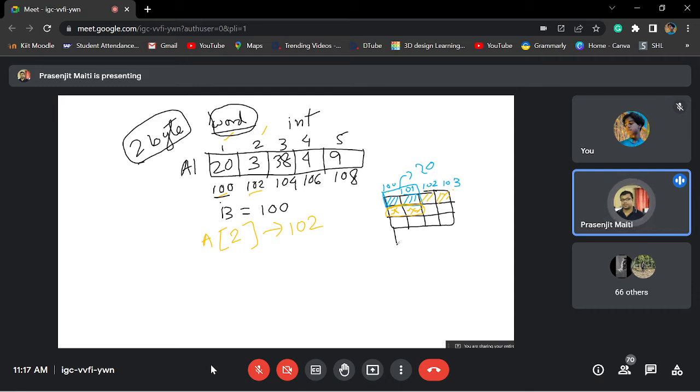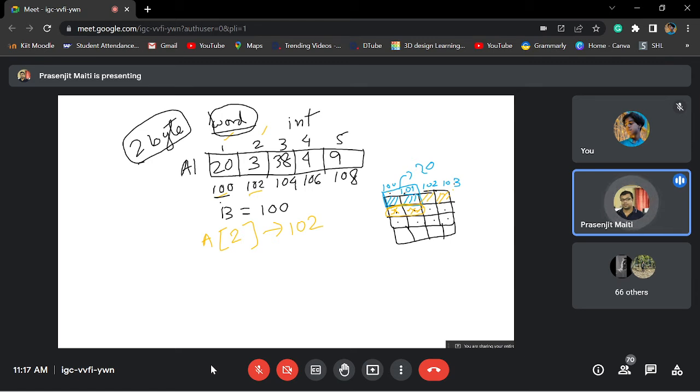This is our RAM structure. In our primary memory or RAM, each location has its own address, and these addresses are sequential. That means first address 100, then 101, 102, 103, 104, 105, 106, 107, 108, 109, 110, 111, like this. So to store one element, suppose 20, we require 100 and 101, 2 bytes.